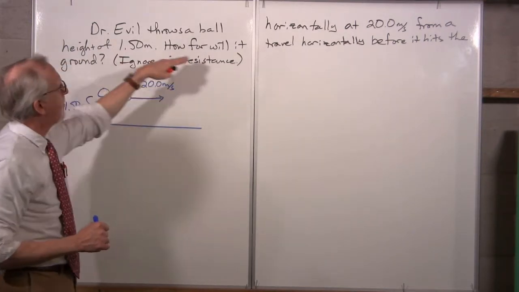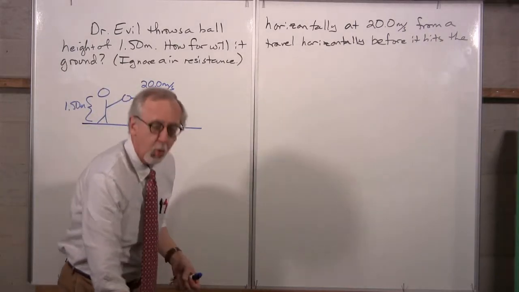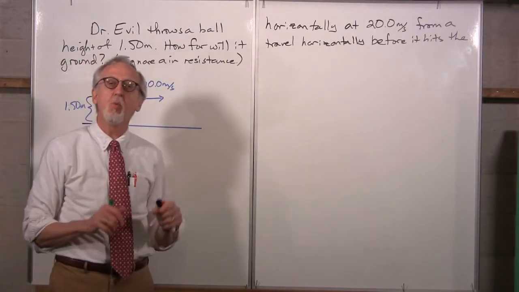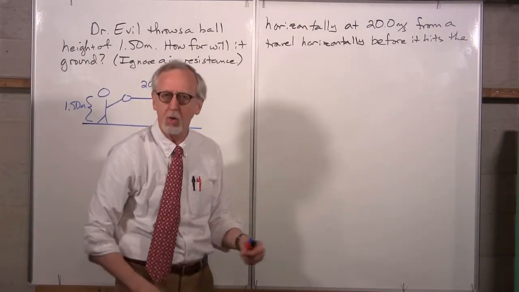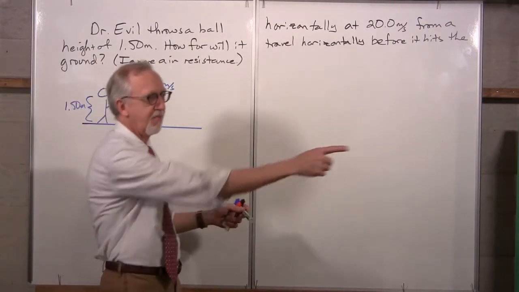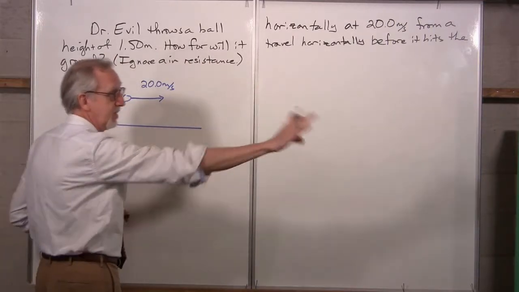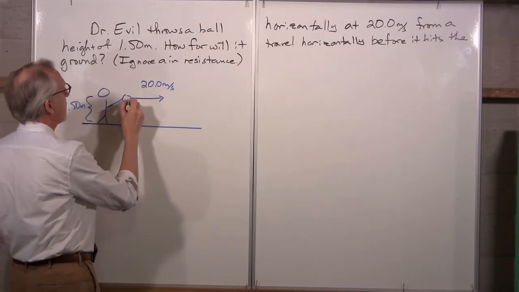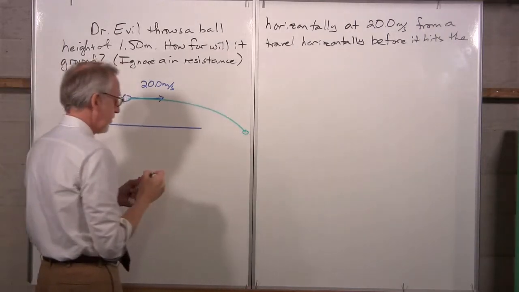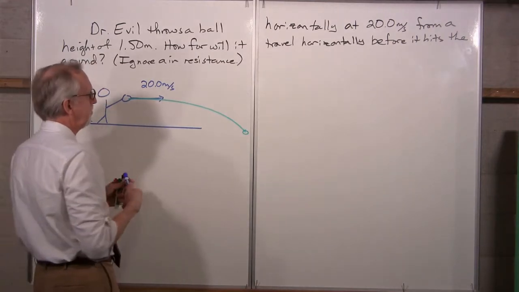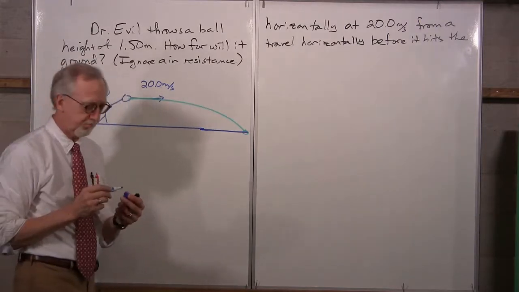Then the question is, how far will it travel horizontally before it hits the ground? Well, very qualitatively, let's draw in what we think the motion is going to look like. Someone throws a ball horizontally. What's it going to do? Well, it's going to travel horizontally and then come down as it gets closer to the ground. So it's going to come over like this and come down and hit the ground, say, over here. There we go. Let me extend my ground over there. Okay, so there, it hits the ground.